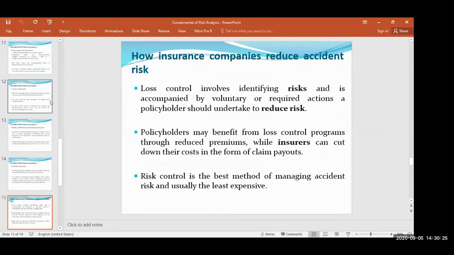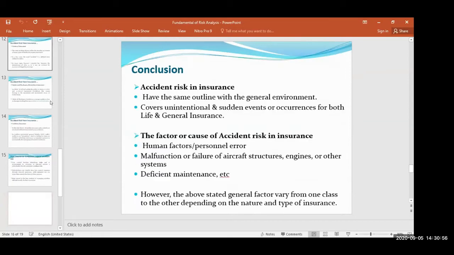So how do insurance companies reduce accident risks? The best thing is loss control measures. Loss control involves identifying risks first, accompanied by voluntary or required action that a policyholder should undertake to reduce risks. So the policyholder may benefit from a loss control program. They can get a reduced premium, and the company also benefits by reducing its claim payout. So risk control is the best method for managing accident risk, and usually the least expensive.